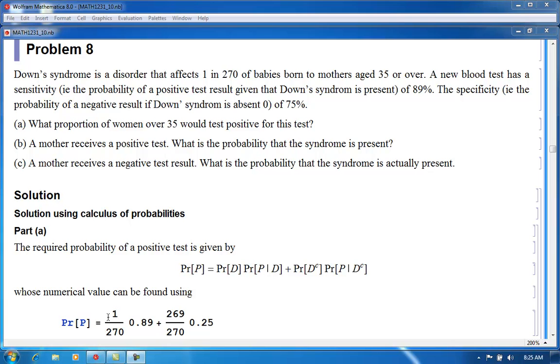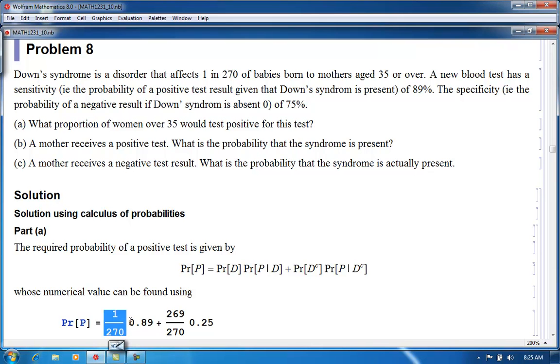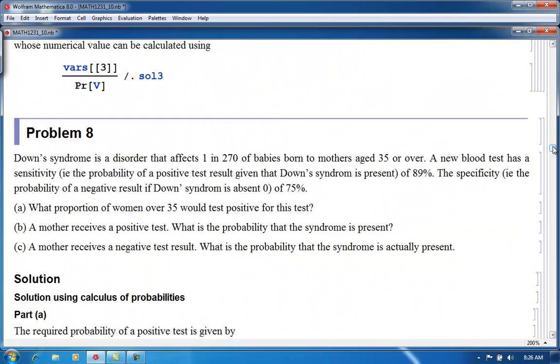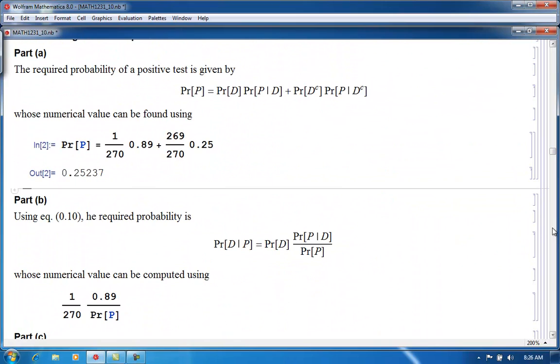And from the data in the problem, that's the probability 1 in 270 times the sensitivity, plus the probability of not having it, 269 over 270, times 0.75. So let's execute that. And the answer comes out to be 0.25237. That's kind of straightforward. Let's go down a bit.